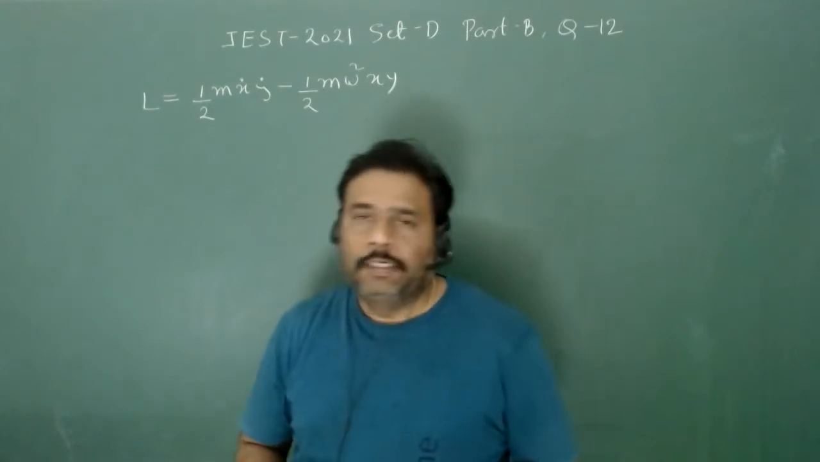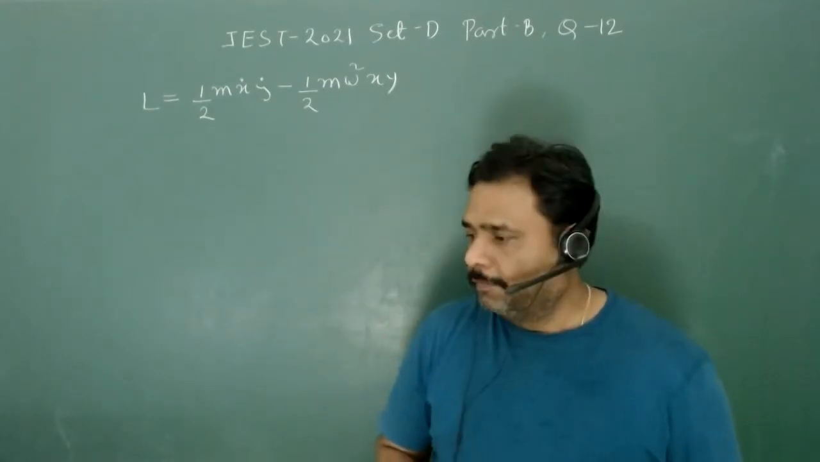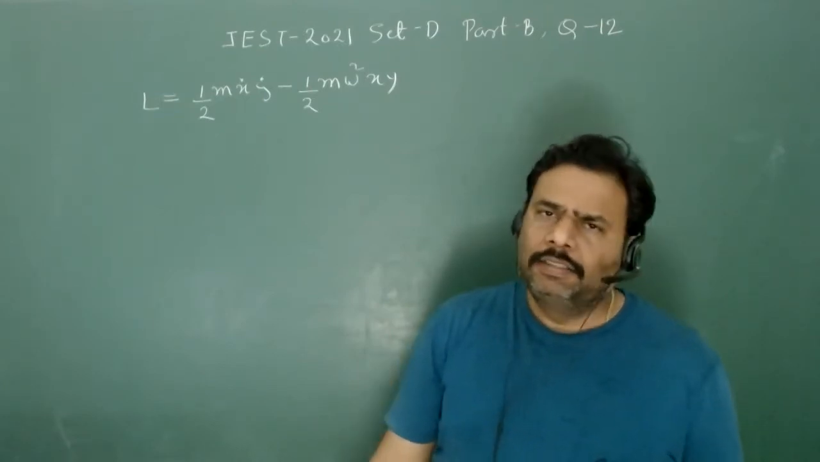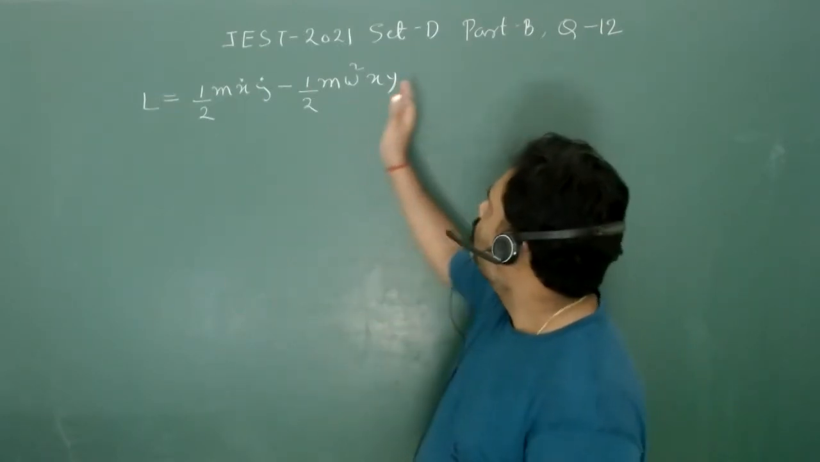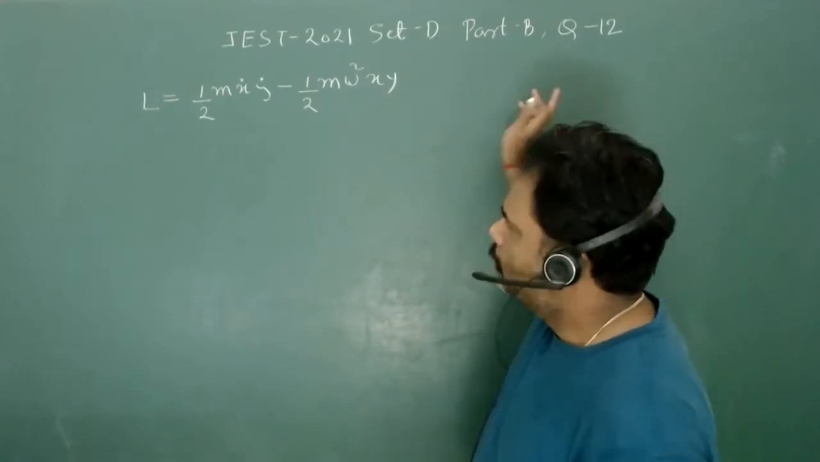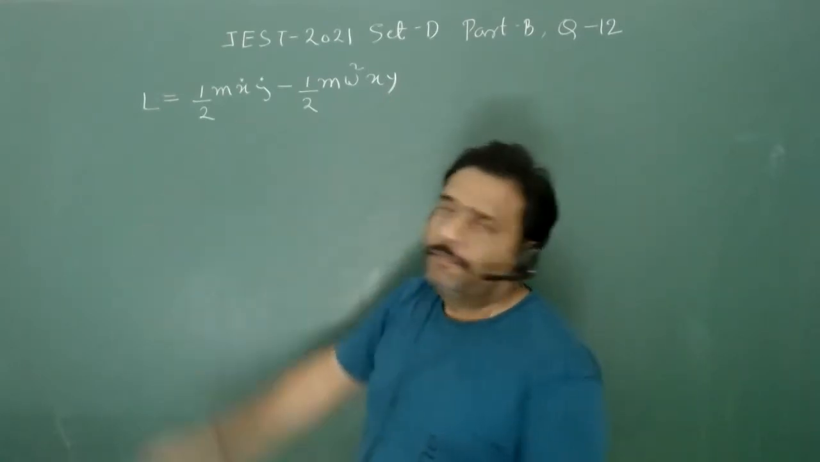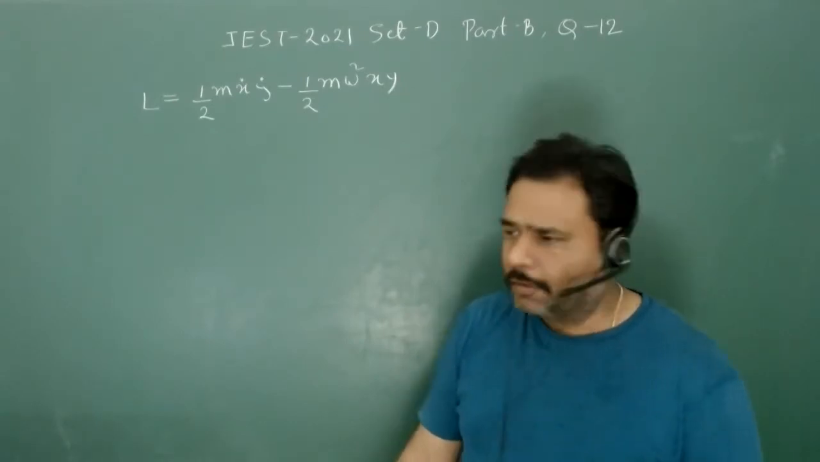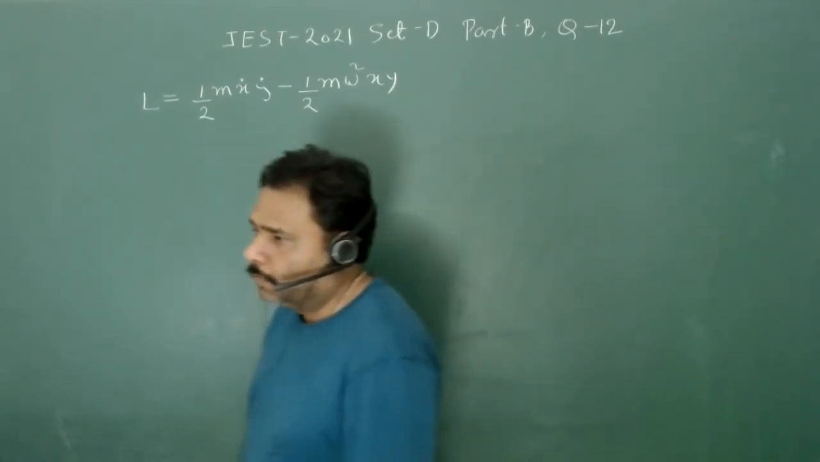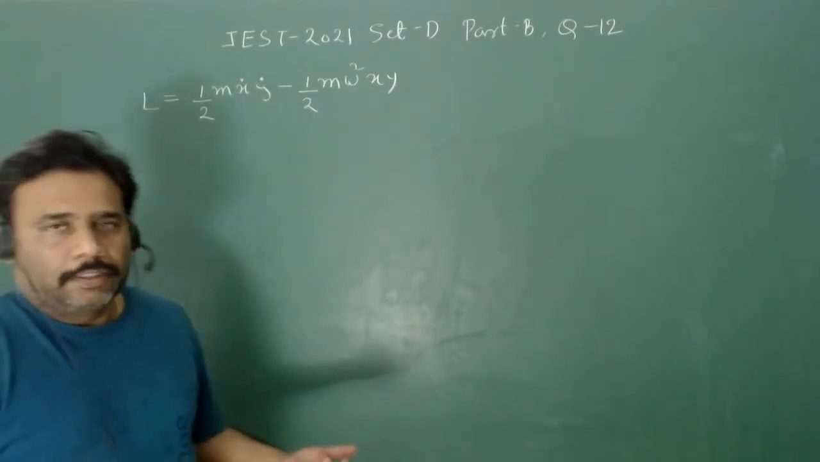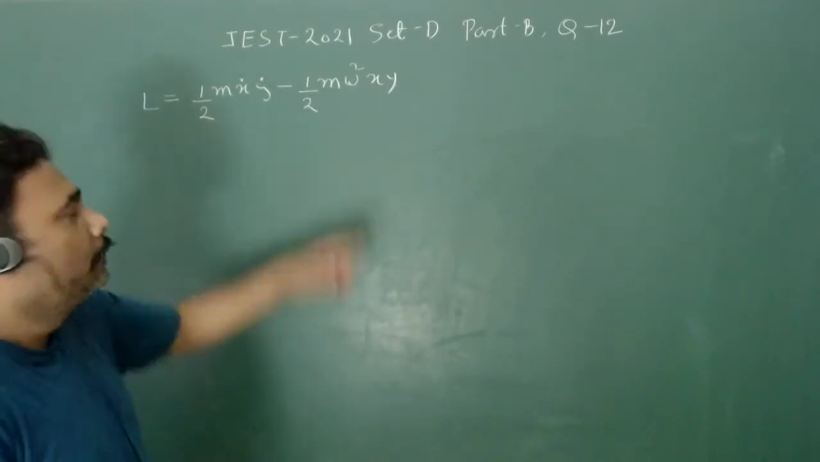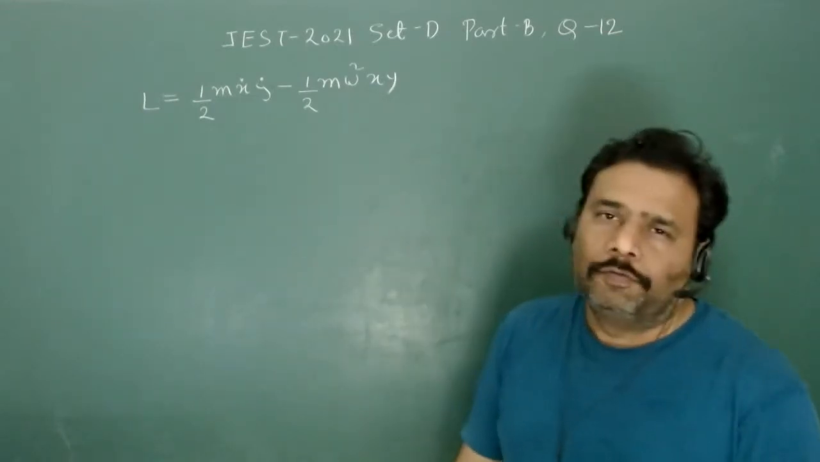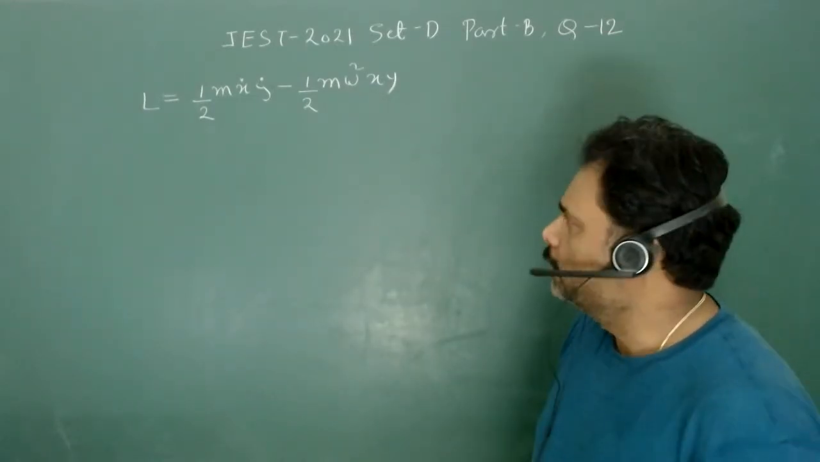Hello students. Let's try to solve one more problem from the JEST 2021 examination. This is from Part B, question number 12. The Lagrangian of a system is given and we have to write Hamilton's equation of motion. So first we have to convert this Lagrangian into a Hamiltonian, and then we can go for Hamilton's equation of motion.